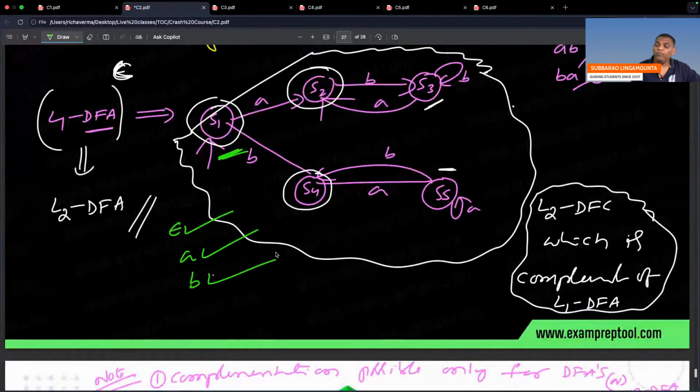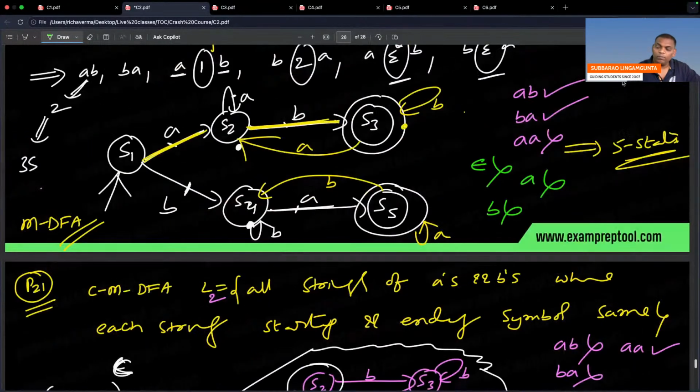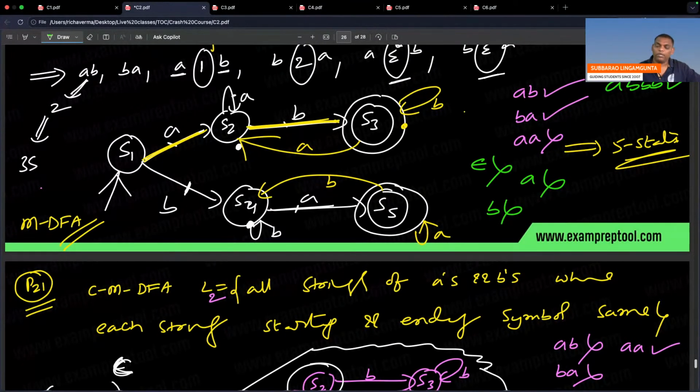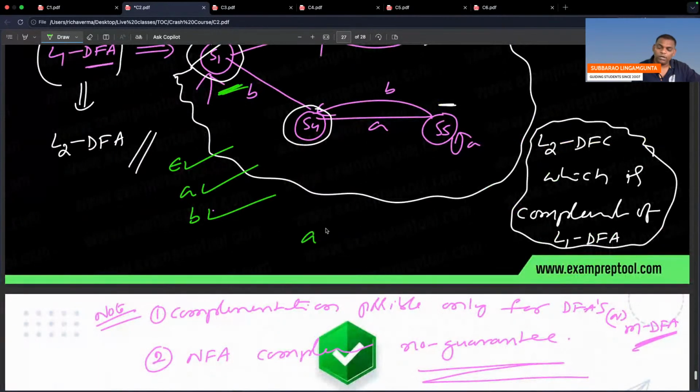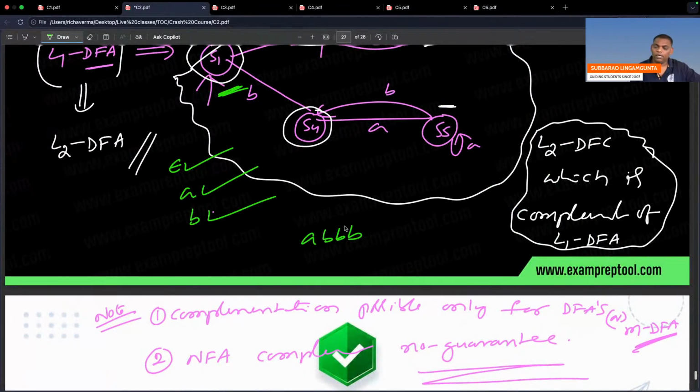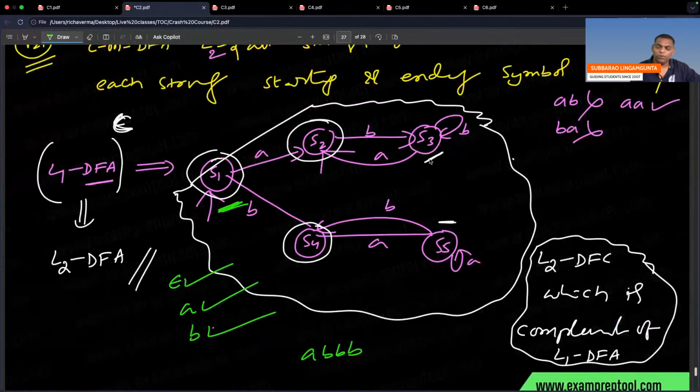Before complementation, A power 4 B is accepted. But here A power 4 B is not accepted. Check. A power 4 B is not accepted. We are in the S3 only.